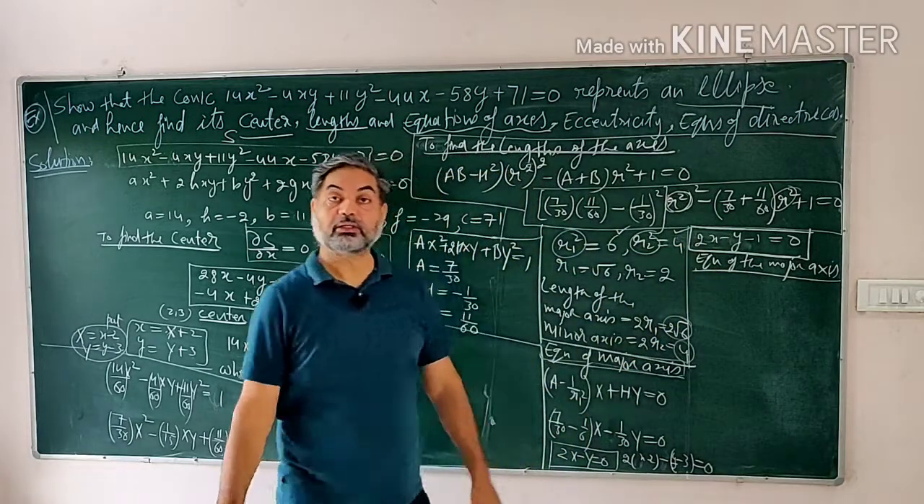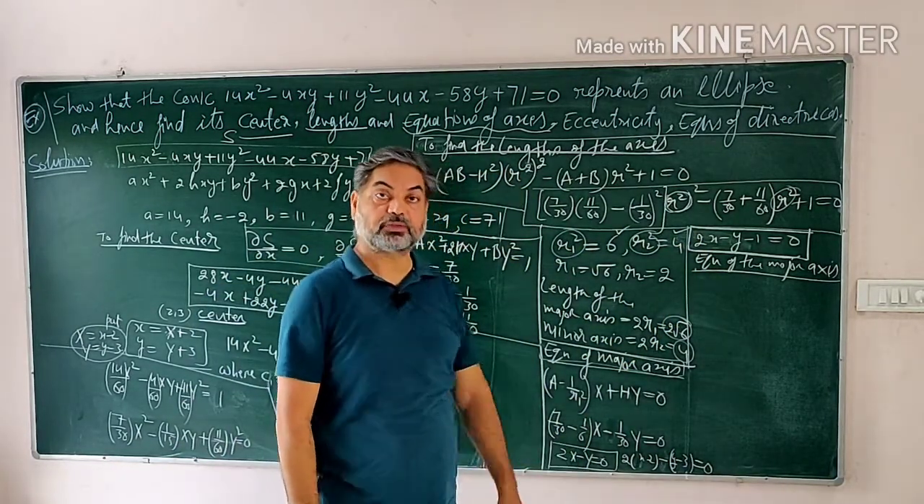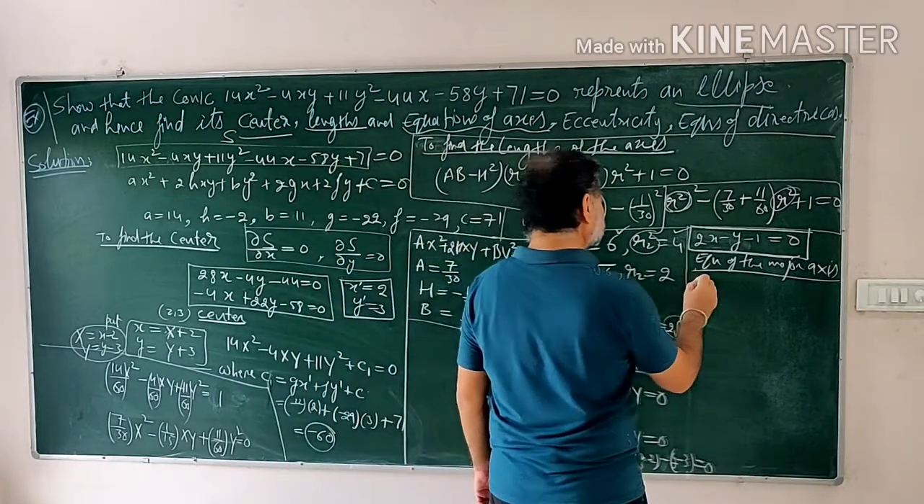This is the equation of the major axis. It can also be written as 2X minus Y equal to 0. What is the equation of the minor axis?